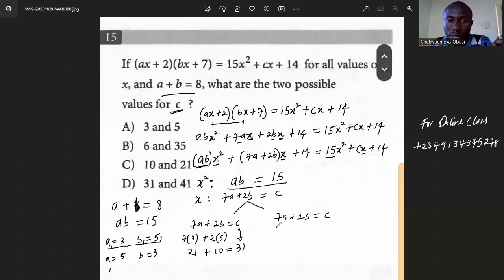Now the second case, where a is 5 and b is 3. We have 7 times 5 is 35, and 2 times 3 is 6, and that will give me 41. So in the second case, c is 41. So these are the two possible values of c in this given equation, and so our answer will be D.